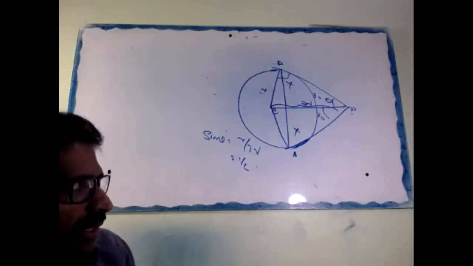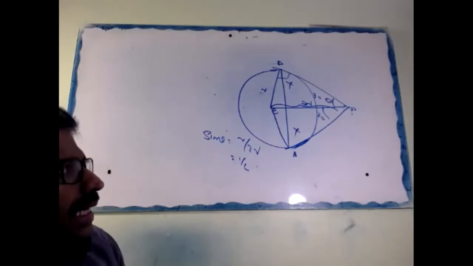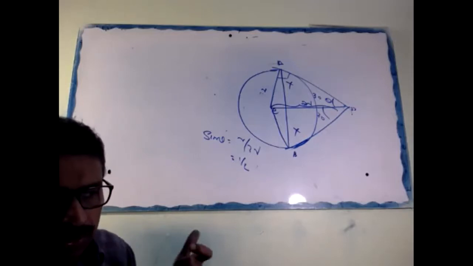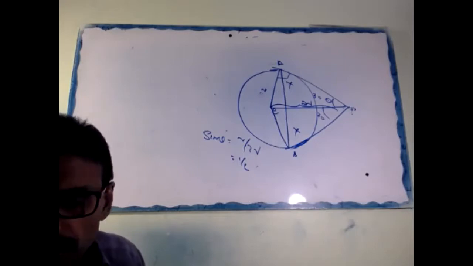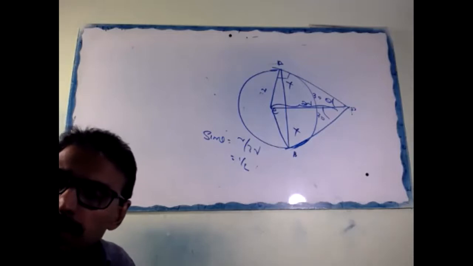Now after that, in triangle PAB, PA equals PB. Hence angle PAB equals angle PBA, since angles opposite equal sides are equal. They are x. x plus x plus 60 equals 180, so x equals 60. Hence PAB is an equilateral triangle. Clear now?